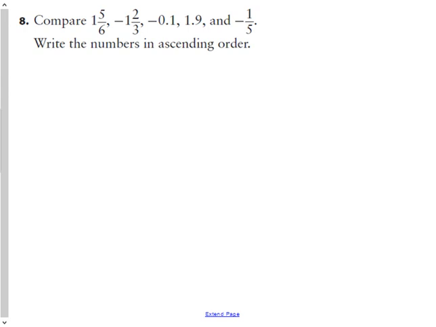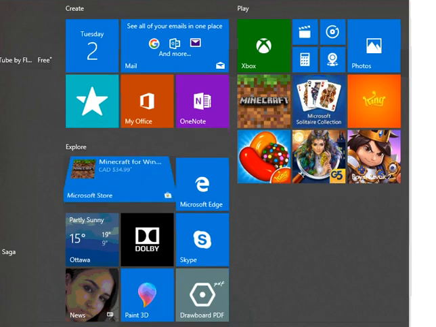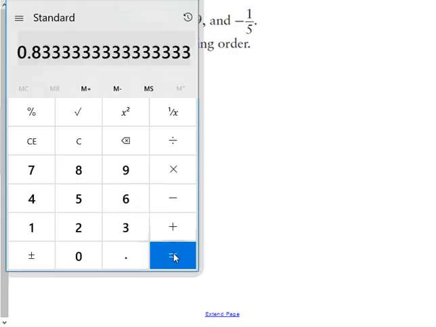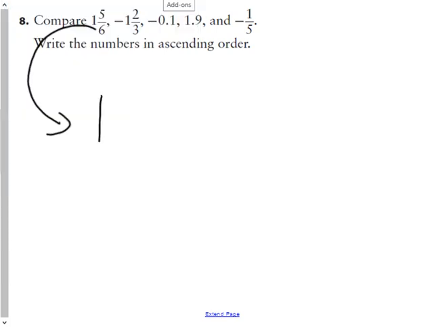So 1 5/6, in order to figure out what that is as a decimal, I'm going to just take my calculator and divide 5 by 6. Not 1 5/6, just 5 by 6. So the 5/6 part is 1.83 repeating. That's what 1 5/6 is. It's positive.